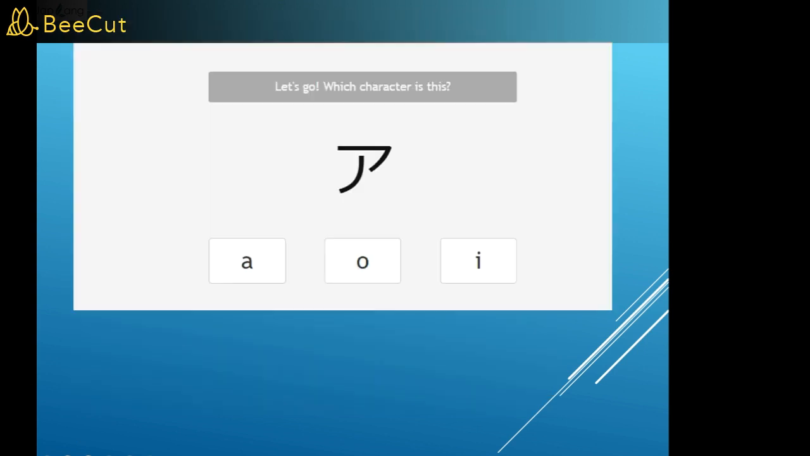Okay, let's have a small quiz on this. This is a.